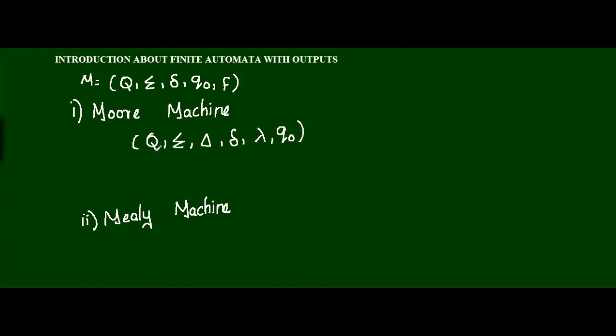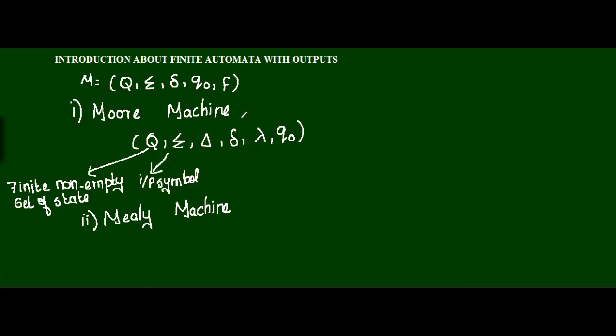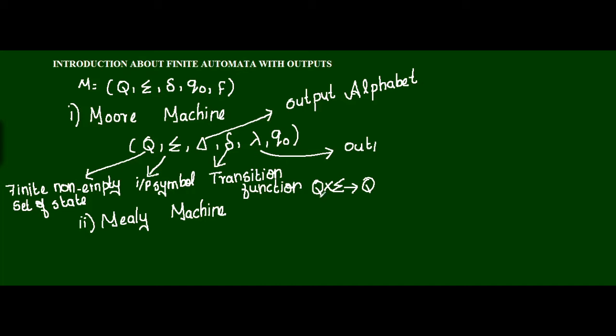Q is a finite non-empty set of states. Sigma is the input symbol or input alphabet. Del is the output alphabet. Delta is the transition function which maps Q times sigma to Q. That means present state and present input will give the next state. Lambda is the output function which maps Q to del. That means output always depends on the present state. Next is Q0, the initial state.